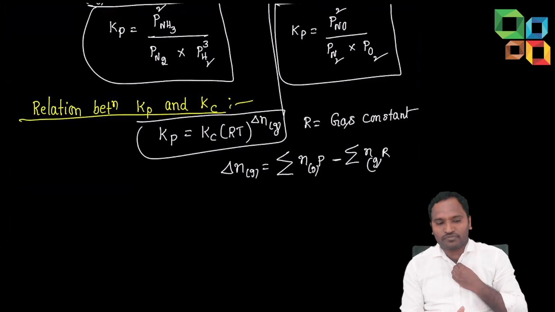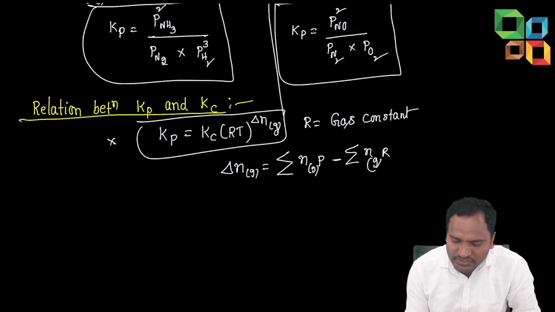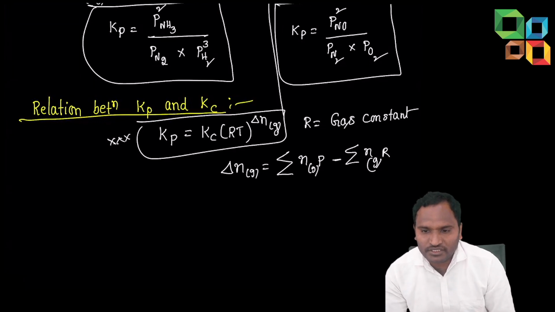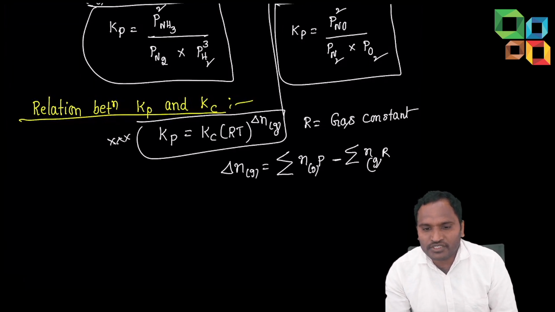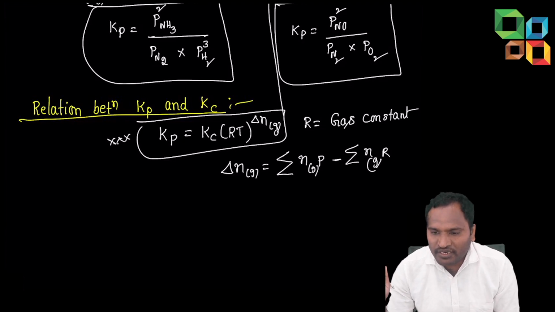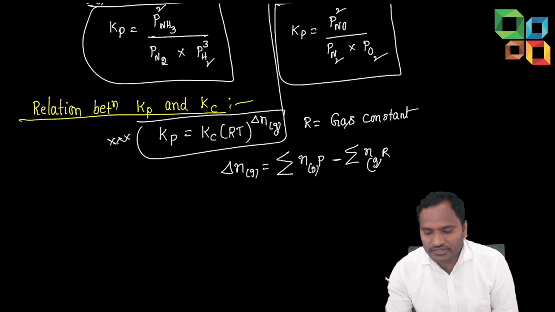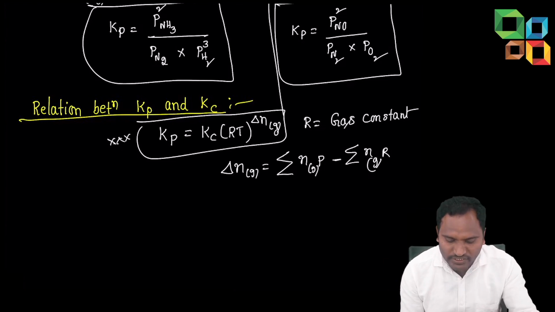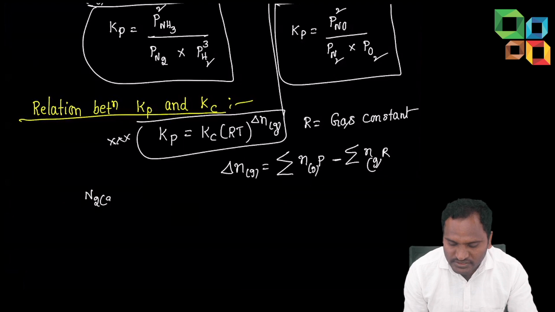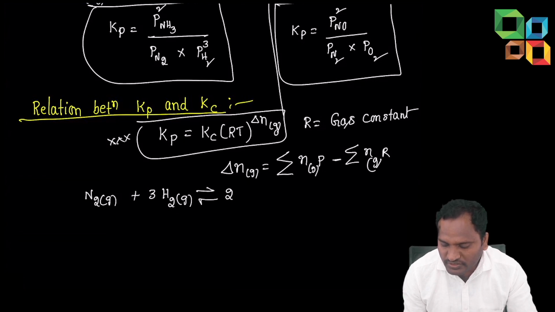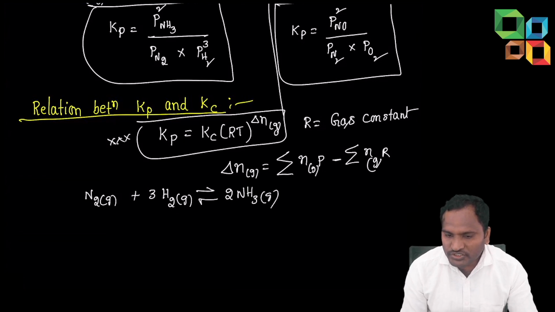I'll explain how to find out delta n. First, write this relation: Kp is equal to Kc into RT power delta n, where delta n is nothing but number of moles of gaseous products minus number of moles of gaseous reactants. See students, I'll take one example. N2(g) plus 3H2(g) is in equilibrium with 2NH3(g). See students, how to find out delta n?